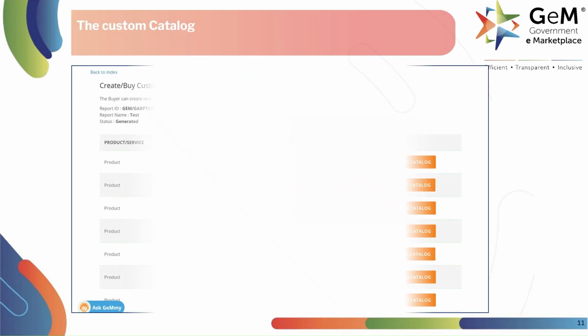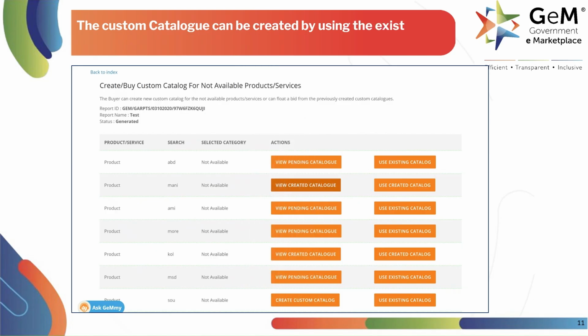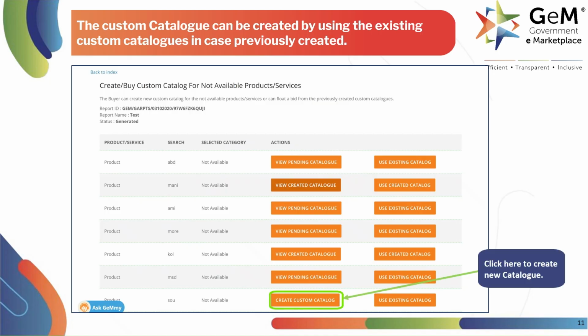If you have previously created a custom catalog, you can either view your pending catalogs or use existing ones. To create a brand new catalog, click on the Create New Catalog button at the bottom right.